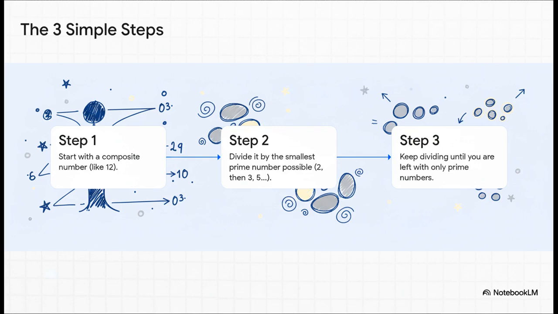Step 2, you're going to divide it by the smallest prime number you possibly can. Always try 2 first, then 3, then 5, and so on. And step 3, just keep doing that until all you have left are prime numbers.